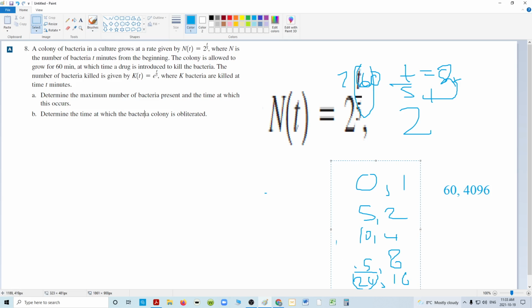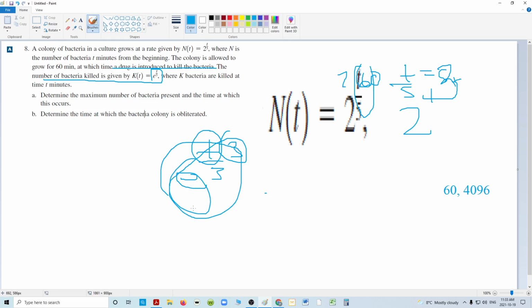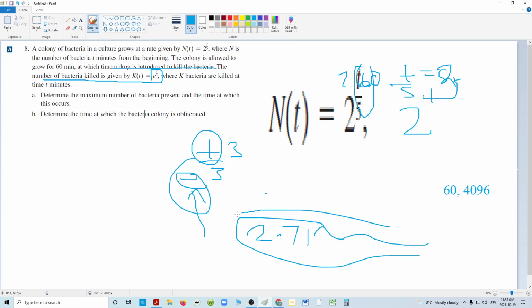Okay, let's get to the question at hand. Then they introduce a bacteria killer called an antibiotic. The number of bacteria killed is given by this curve, e to the t over 3. Now it's quite clear that this thing doubles every 3 minutes. So this killer is growing every 3 minutes. It's also clear that this base is bigger than 2. e is 2.71. It's just a number, and it goes on and on. But it's bigger than 2.